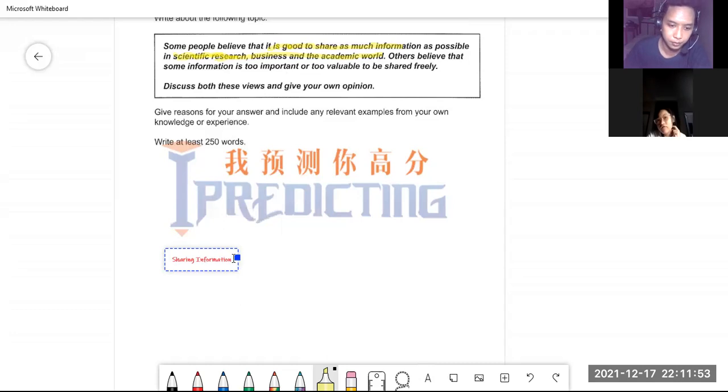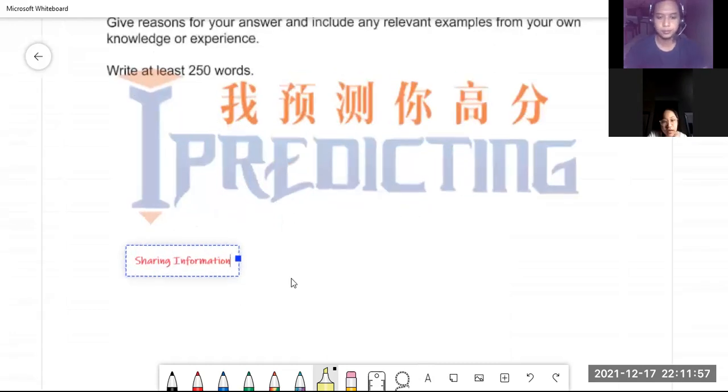I think that sharing information is something that's necessary, and necessary for people who need that information. Can you say the full sentence, please? Sharing information is necessary. I'm not sure about that.